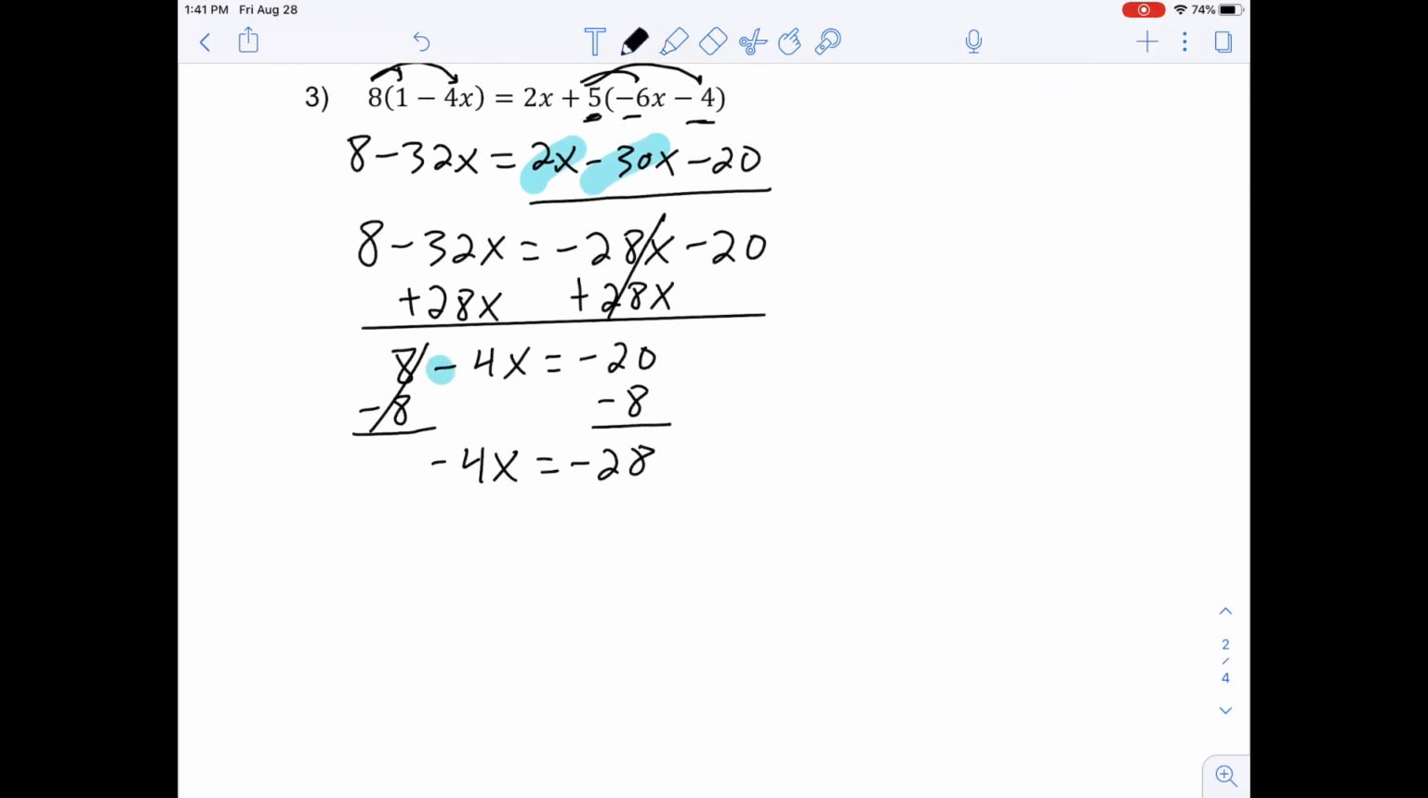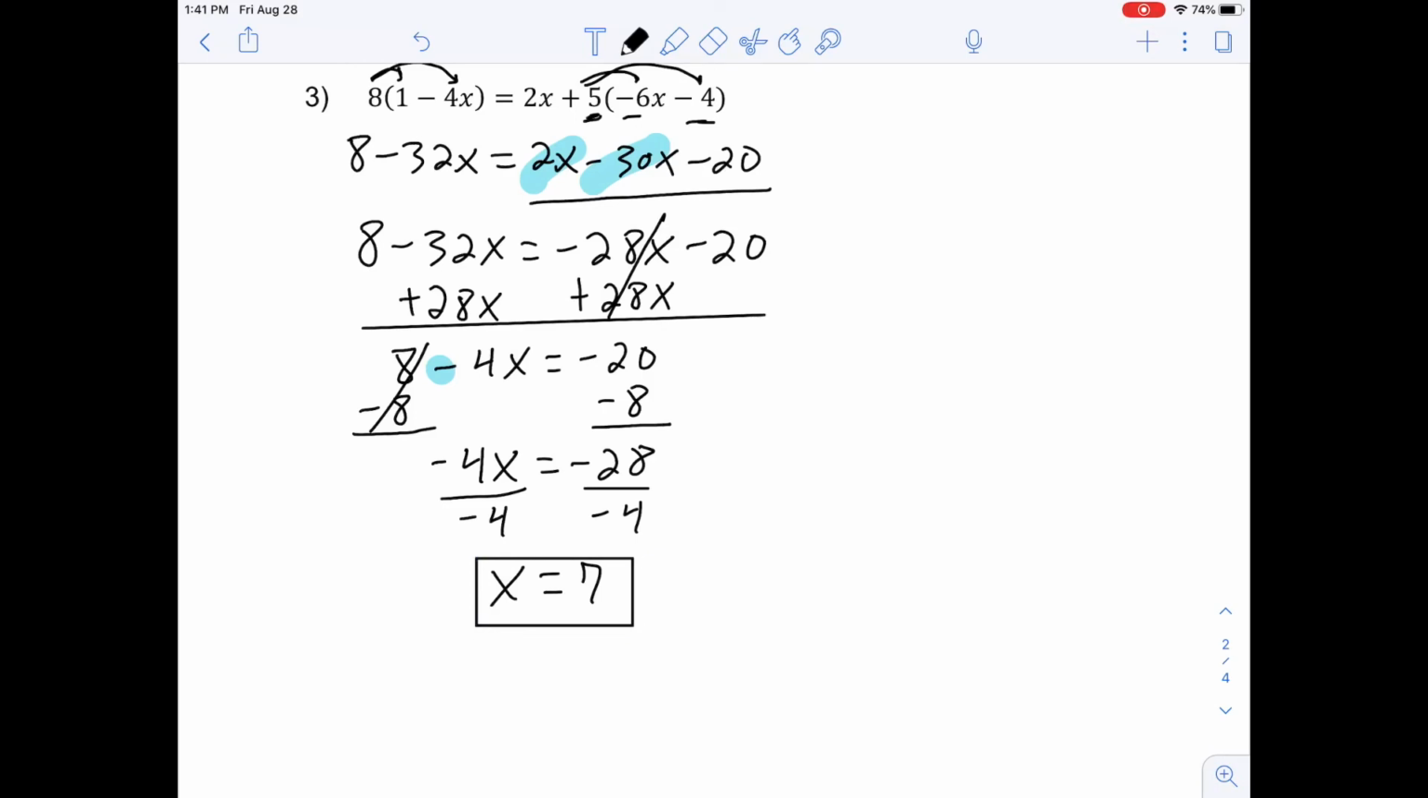Don't lose this sign here. Sometimes students forget that too. So you've got to be careful with the signs as you're bringing down everything. So now this is negative 4x, which is multiplication. So I'm going to divide both sides by negative 4. And then that gives me x is equal to 7.